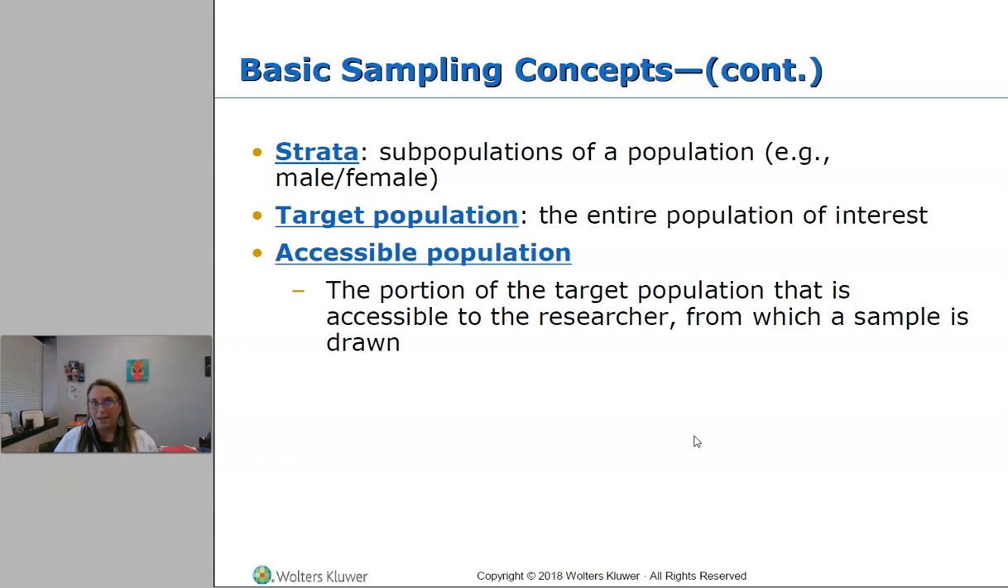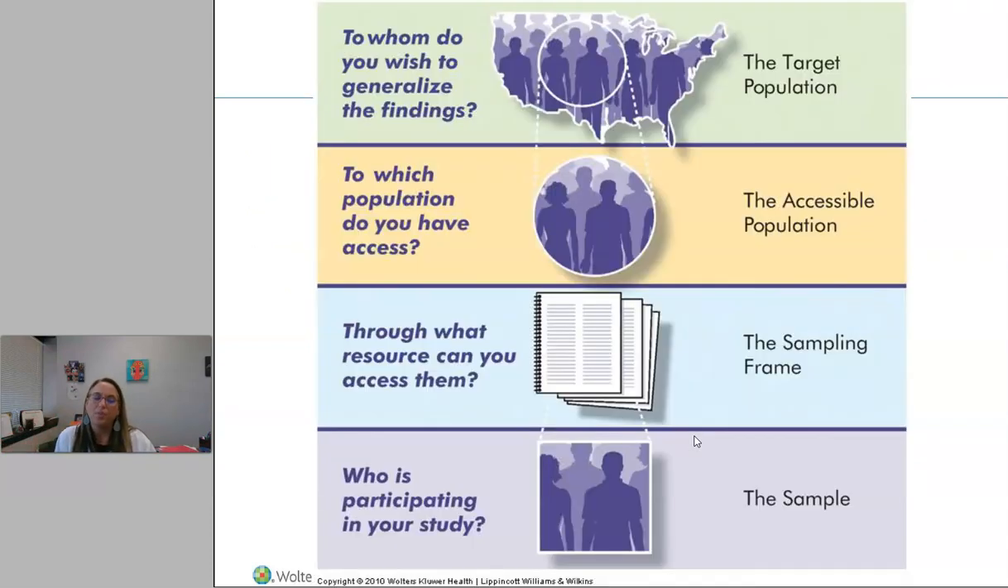Of course, I can't contact every type 2 diabetic with neuropathy and an amputation. So again, as I mentioned, for my visual folks, the target population is that huge group of people, and that's to whom I hope to generalize my study findings. A smaller piece of that is whom I have access to. That would be the accessible population.